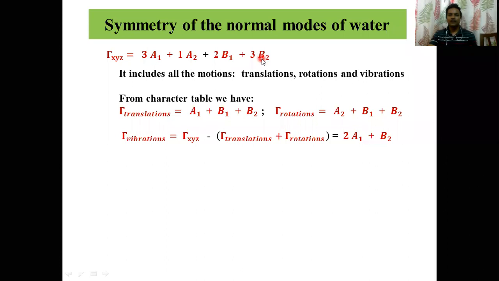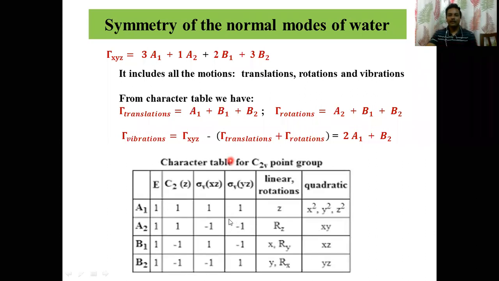This total includes translation, rotation, and vibrations. Now if I remove the translation and rotation from this total, if we subtract them, I should get the vibration. So how am I doing this? I look at the character table. Translation transforms like X, Y, Z: Z is A1, X is B1, Y is B2. Therefore translation transforms as A1 plus B1 plus B2.